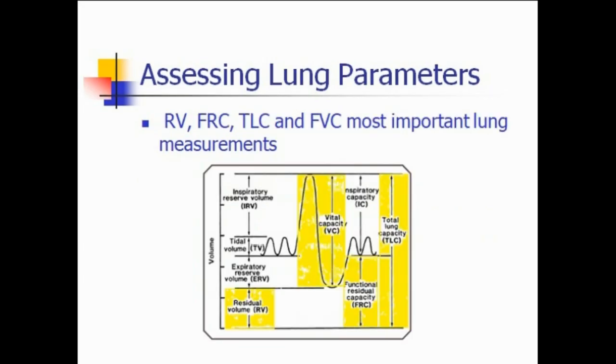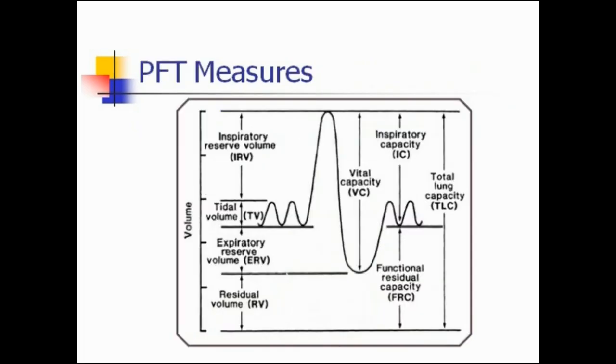Now, the RV and FRC and TLC and the vital capacity as a forced maneuver are important measurements in the whole pulmonary function testing to identify if there's an obstructive condition or restrictive condition. Now, this concludes my presentation on a discussion of lung volume measurements.